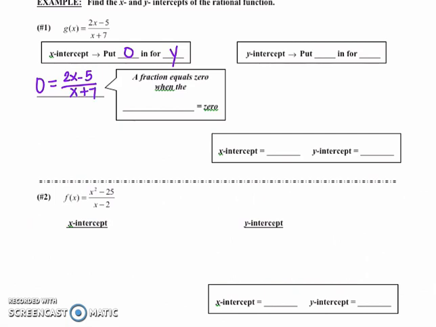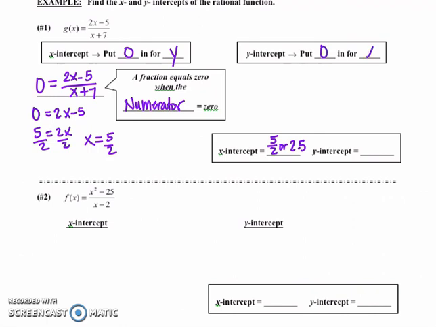But I want you to remember that a fraction equals 0 when its numerator equals 0. The denominator can't equal 0 or it would be undefined. So really, we can just ignore that x plus 7 and look at where 2x minus 5 equals 0. If you were to solve that equation, you would add 5 and divide by 2, and so you would get x equals 5 halves. So that's my x-intercept, 5 halves or 2.5.